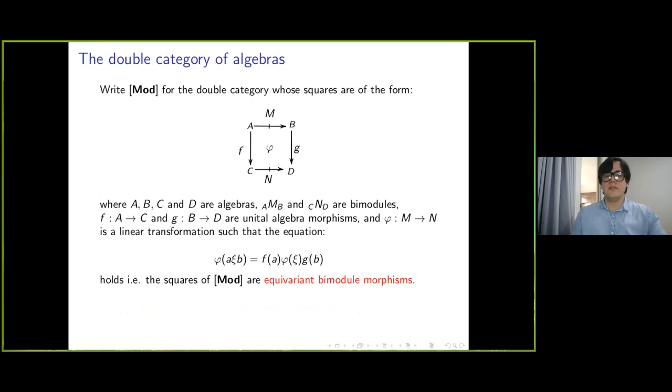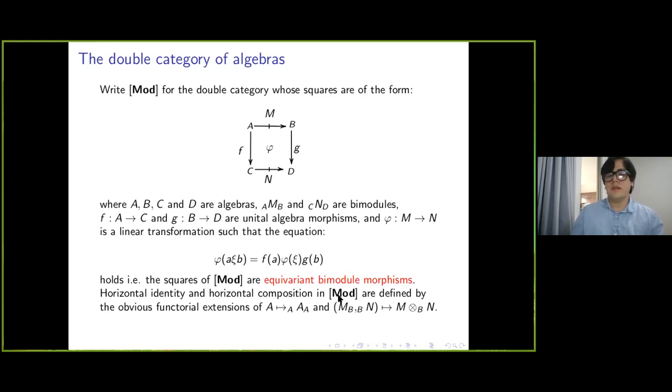Okay, so we can extend this to a double category. We write bracketed Mod for the double category whose squares are of this form. Now vertices are again algebras, let's say A, B, C, and D. Horizontal morphisms are again bimodules. In this case, M is an AB bimodule, N is a CD bimodule. And now we have non-trivial vertical morphisms. In this case, F is a unital morphism from A to B, and G is a unital morphism from B to C. And now squares are a bit different. They're equivariant bimodule morphisms, which are morphisms of abelian groups satisfying this equation here.